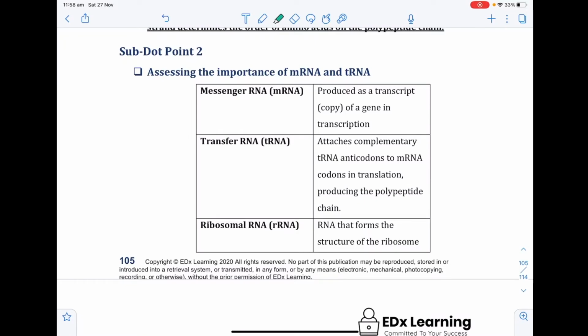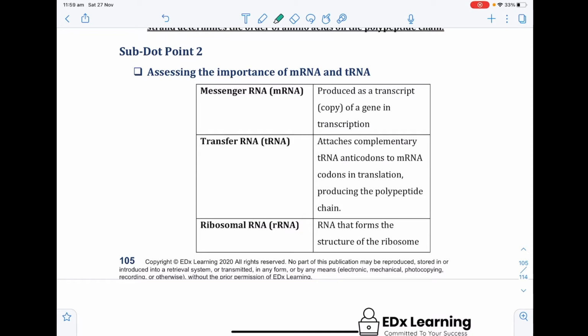So we just want to quickly look at the importance of mRNA and of the different types of RNA in the transcription translation process, right? So messenger RNA, very, very simple. Messenger RNA is what allows the genetic information that's stored in our nucleus to be accessed by ribosomes and translated into proteins. Without messenger RNA, we would not be able to produce proteins because the ribosomes would not be able to access the information in the DNA, right? Make sense? Good. So a messenger RNA produces a transcript of a gene in transcription.